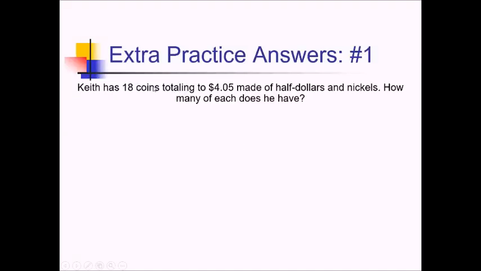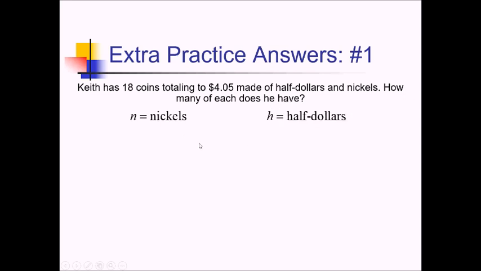On this problem, we have Keith with 18 coins that add up to $4.05, half dollars and nickels only. We want to know how many of each he has. Let's start by defining variables for the things we're solving for. Let's say the number of nickels, we'll represent that with just n for lack of creativity here, and we'll let h represent the number of half dollars.